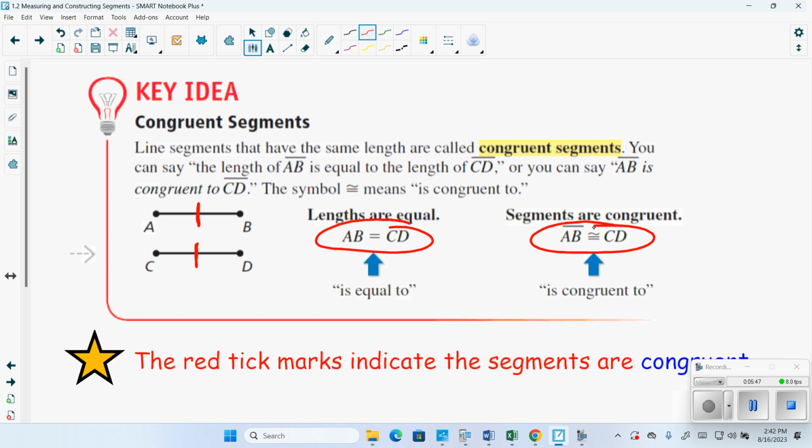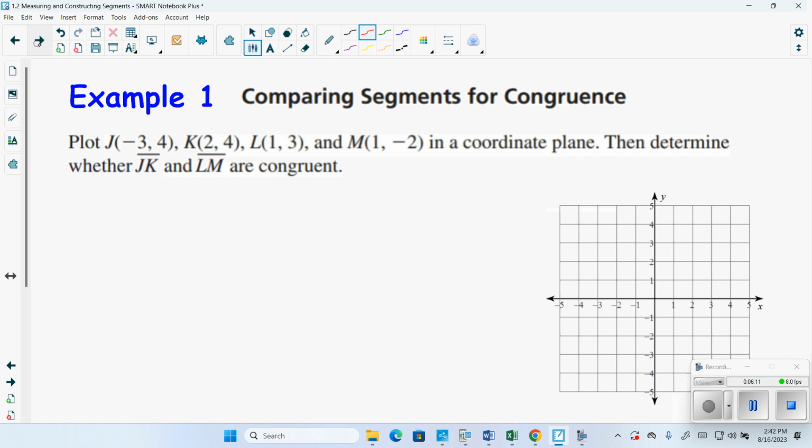The congruent symbol looks like an equal sign with a squiggly over the top, where the equal symbol is just the equal symbol. The red tick marks over here, the red tick marks over there, mean that those two segments are congruent. So when you're looking at a picture and see those congruent marks, make sure you understand that their lengths are equal and that the segments are congruent.